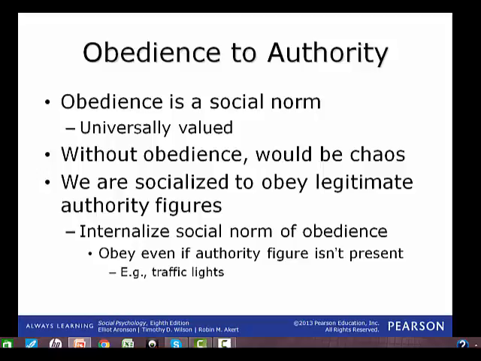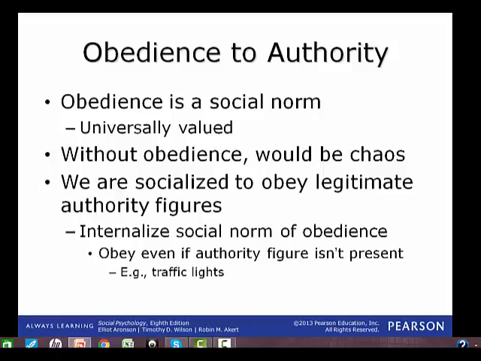So obedience is related to conformity because when we're talking about obedience, we're talking about following the orders of an authority figure. We're conforming to what they tell us to do. Right? Now, obedience is a social norm. Think about what our society would be like if obedience was not a social norm, if children did not obey their parents, if we did not follow the law.